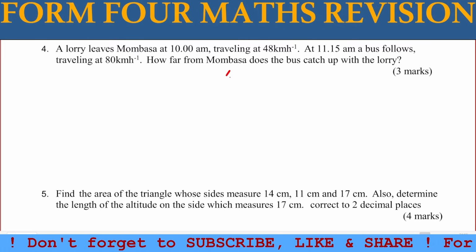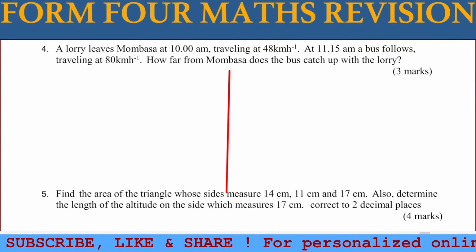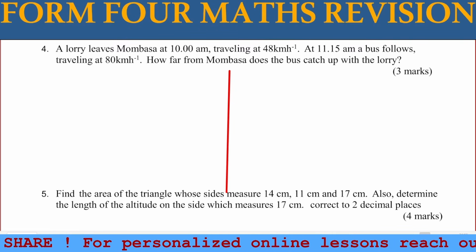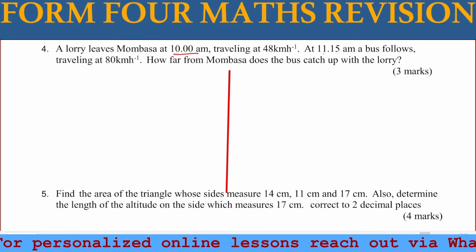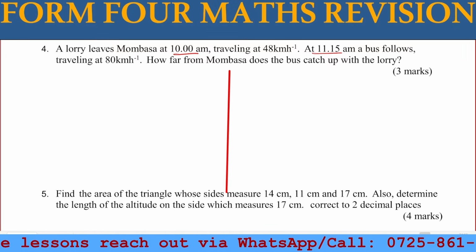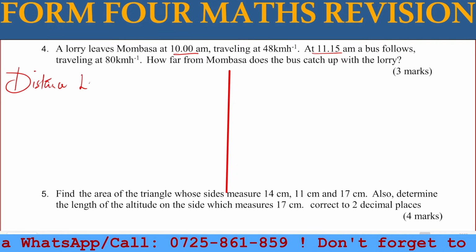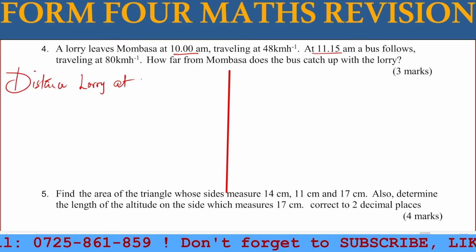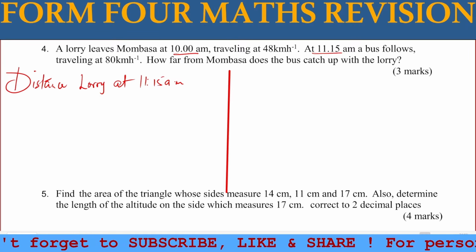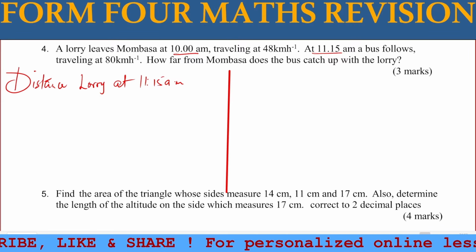So the first thing we're going to do is to get the distance traveled by the lorry by the time the bus is beginning the journey. You can see the lorry leaves at 10 a.m. and then the bus follows 1 hour 15 minutes later, that is 11:15. So we need to get the distance traveled by the lorry at 11:15 a.m., and that would be the distance between the lorry and the bus at 11:15 a.m.